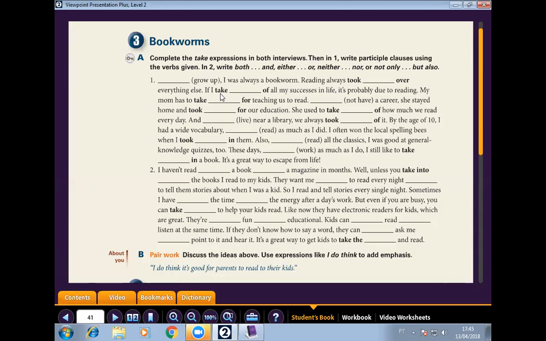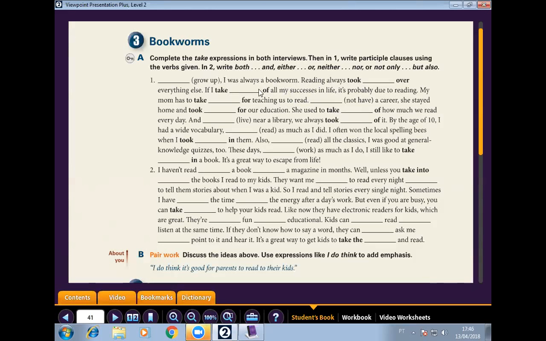So, took precedence over... If I take stock of all my success in life, it's probably due to reading. So it reflects all his reading, reflects his success in life. My mom has to take credit. So mom is responsible for that. Mom is the one that needs to be praised for that. So mom has to take credit for teaching us to read.